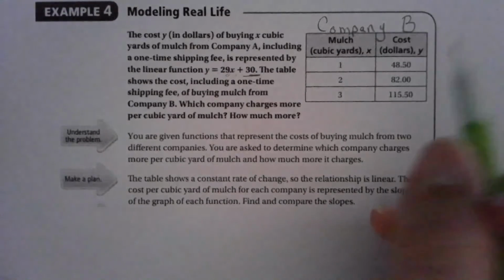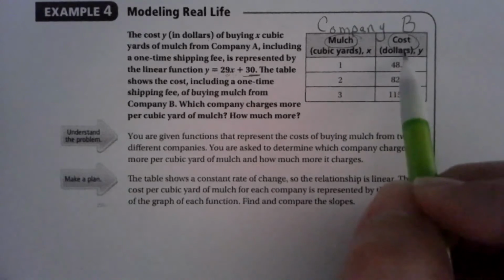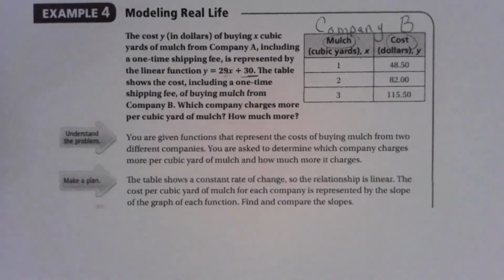Okay. So I want to know how much the mulch costs per cubic yard. So cost per cubic yard: change in y over the change in x. Oh, I'm looking for the slope. The one-time shipping fee, I'm not going to be worrying about it. I want to just compare the cost of the mulch I'm going to be charged. That's what it asks. Which company charges more per cubic yard of mulch?